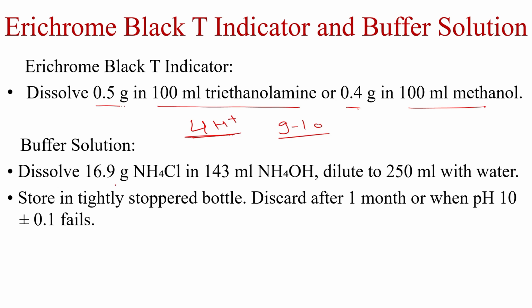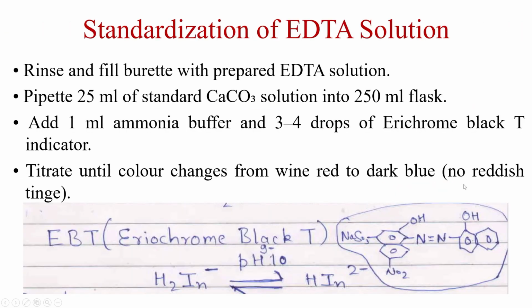Dissolve 16.9 gram ammonium chloride in 143 ml ammonium hydroxide, dilute to 250 ml with water, store in a tightly stoppered bottle, discard after 1 month or when pH 10 plus minus 1 fails. Okay, so in this way you are preparing the buffer solution. You have to take 16.9 gram ammonium chloride in 143 ml ammonium hydroxide and dilute it to 250 ml with water.